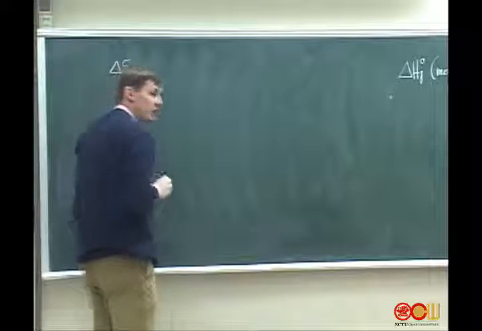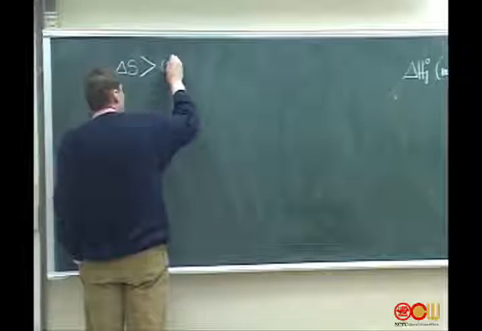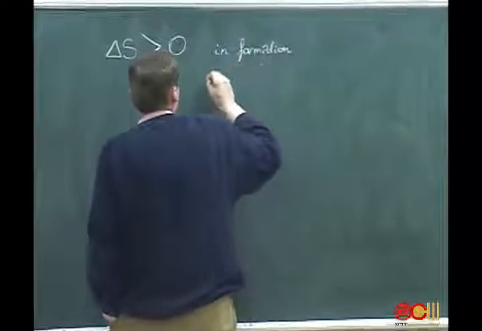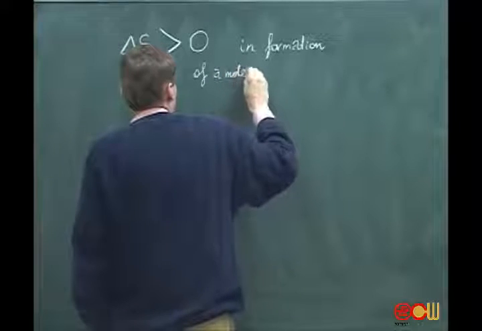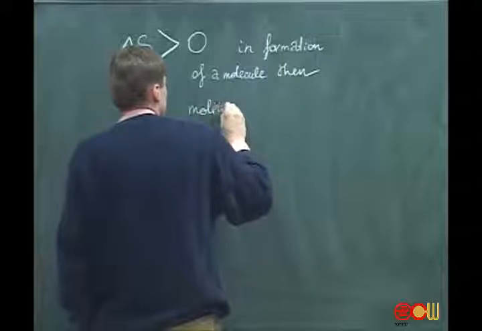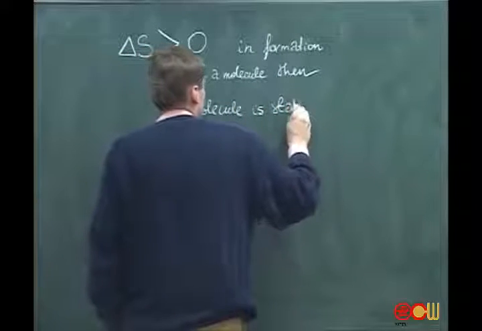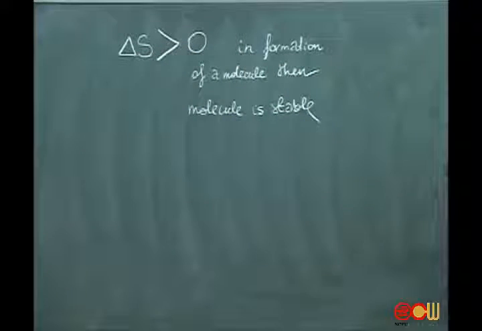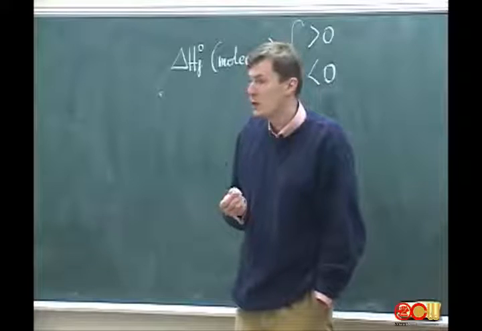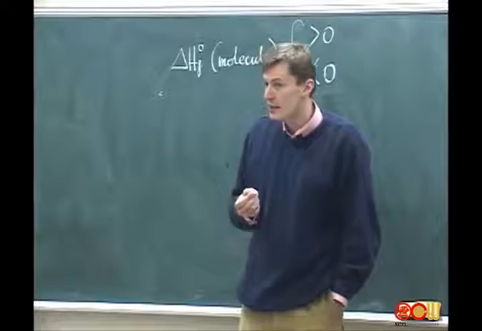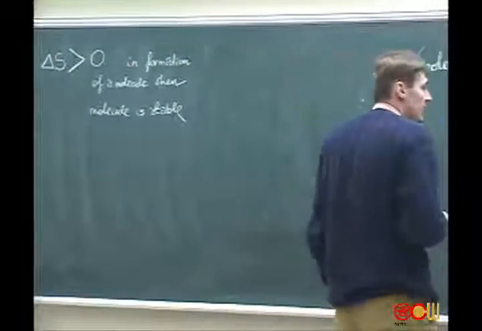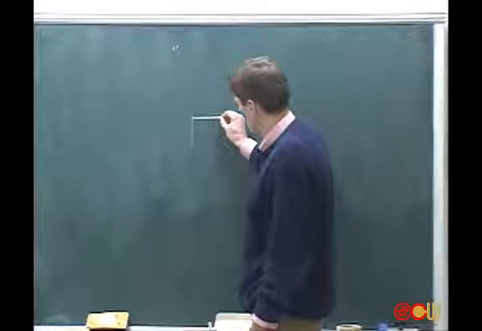Namely, if the change of the entropy for forming a molecule is larger than zero, then the molecule is stable. This is a bit strange sentence, because formation of a molecule never happens in a closed or isolated system. It always happens, or almost always happens, in an open system. And then this has a bit different meaning than usual, because we should consider our system inside.